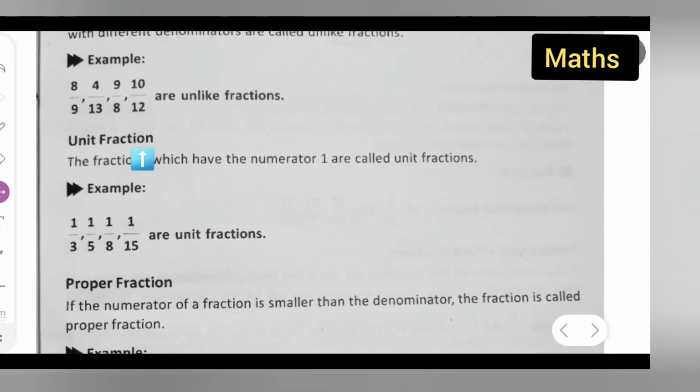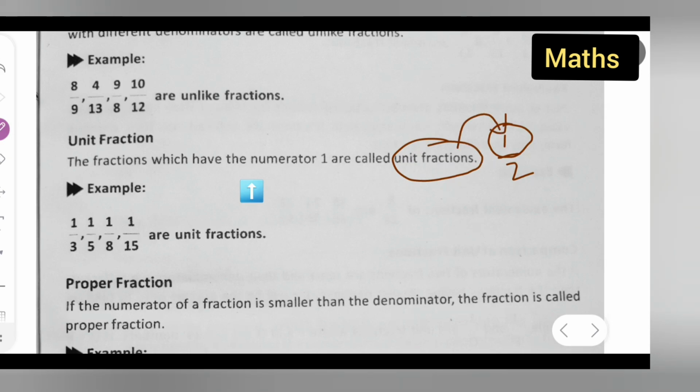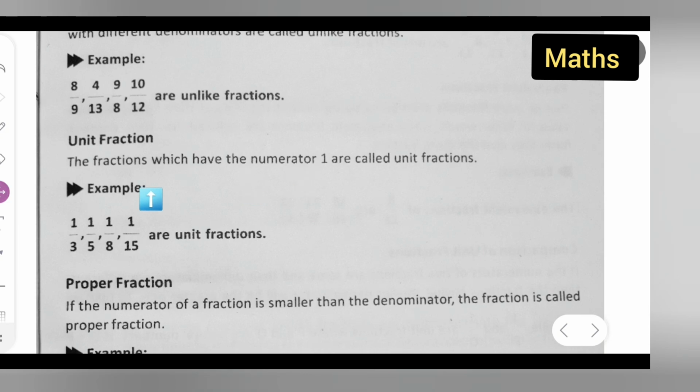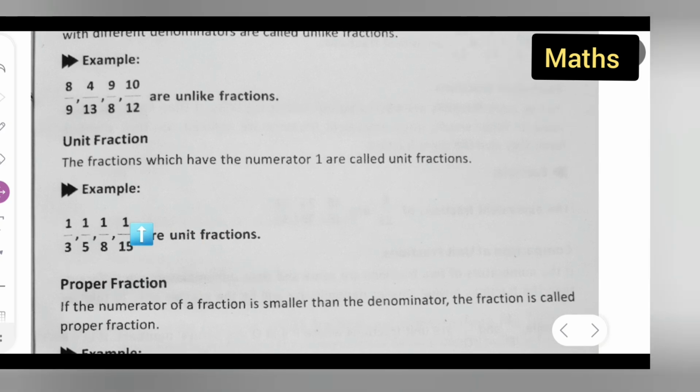Let us see what unit fractions are. The fractions which have the numerator 1 are called unit fractions. If the numerator is 1, then it is called a unit fraction. Examples: 1 upon 3, 1 upon 5, 1 upon 8, 1 upon 15 are unit fractions because the numerators are 1.